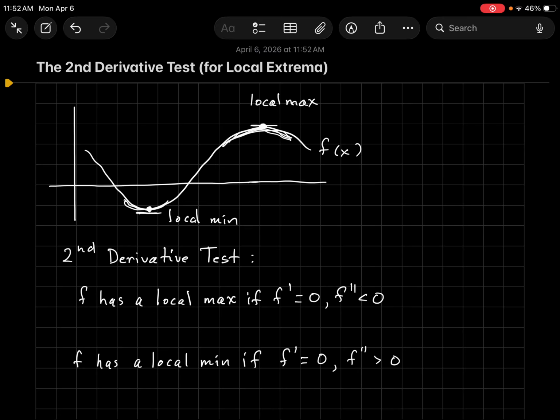Notice that for both the first and second derivative test, we start with f prime 0, or perhaps undefined for the first derivative test. The first derivative test finishes with the first derivative, but the second derivative test finishes with the second derivative.